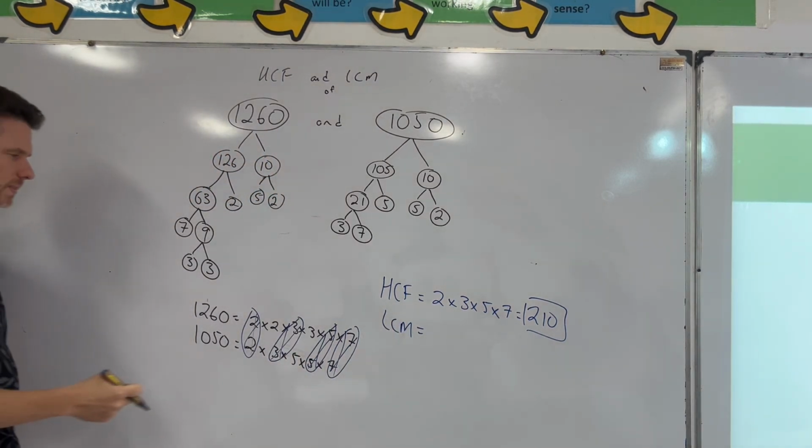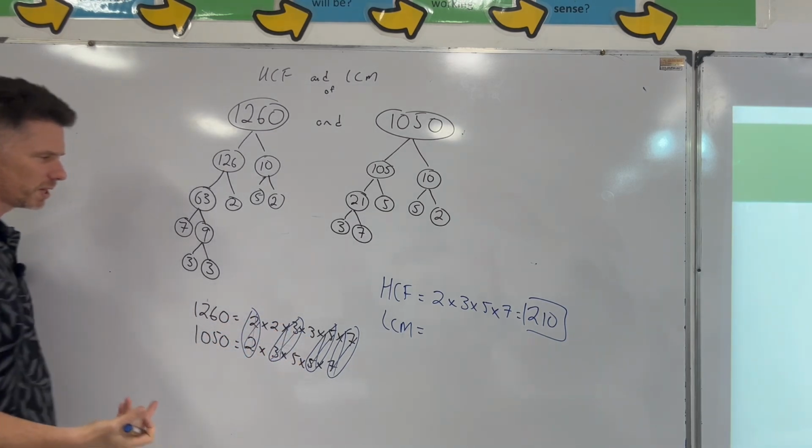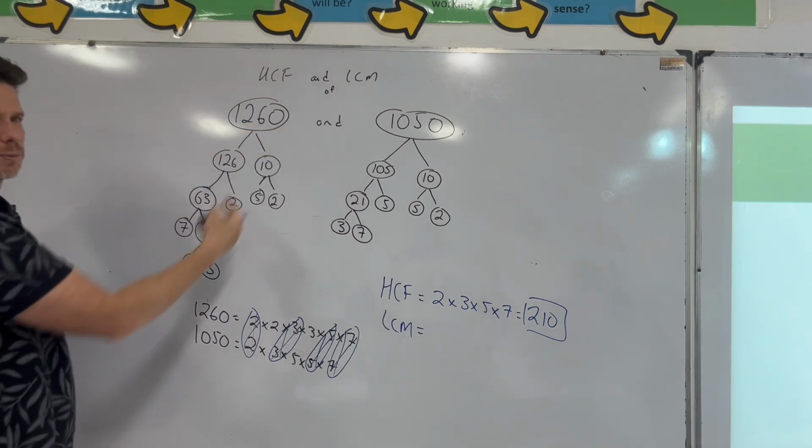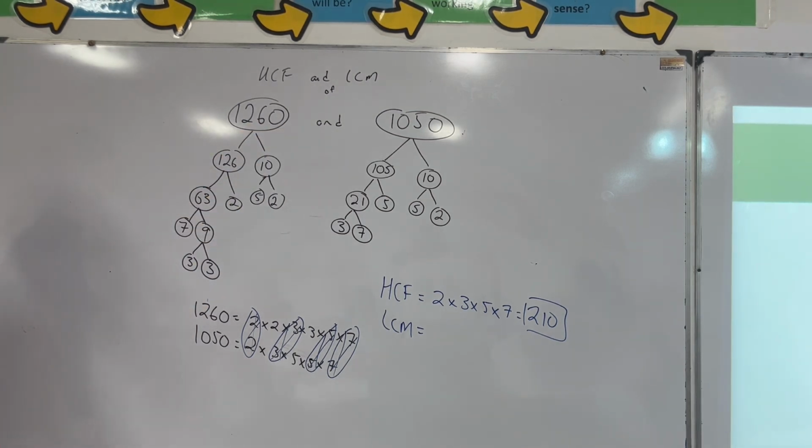Okay, well, 2, 3, and 5 multiply to give what? 30. But it can't be 30. The lowest common multiple can't be 30, because it's not even a multiple of the two numbers. What if you divide it as I have? Would it have any link to the highest common factor?